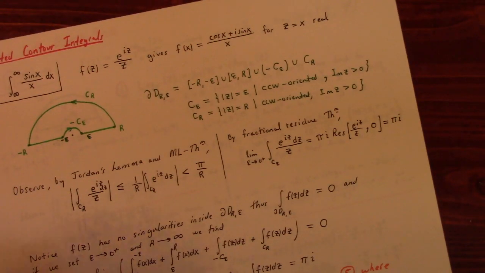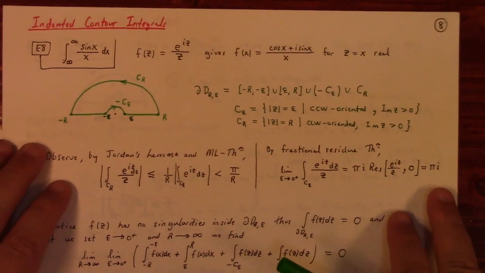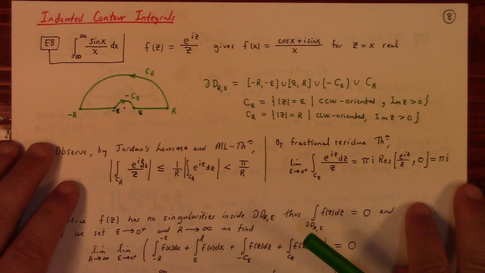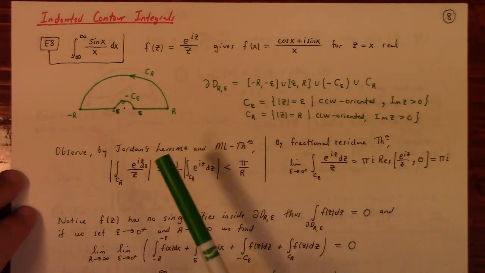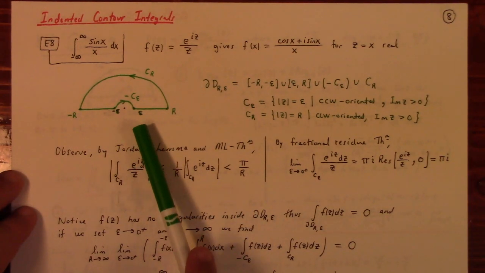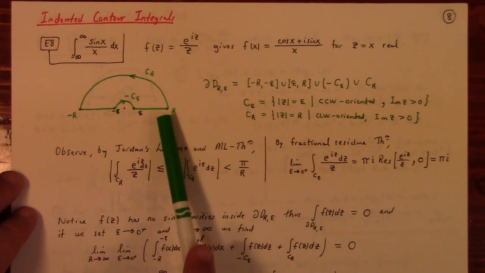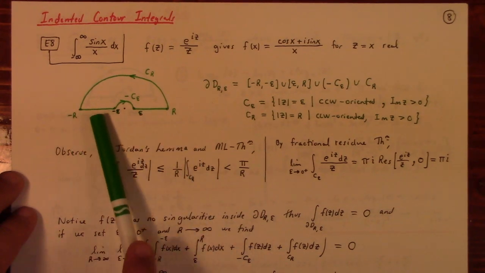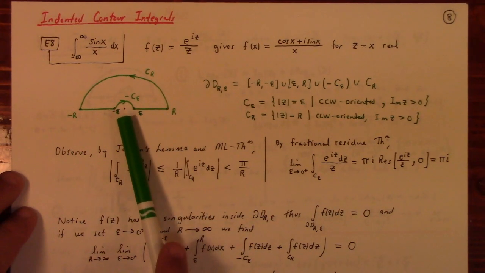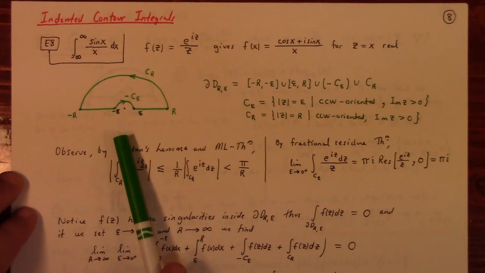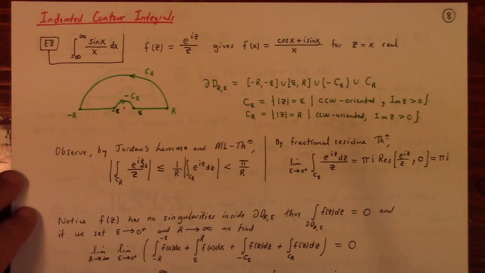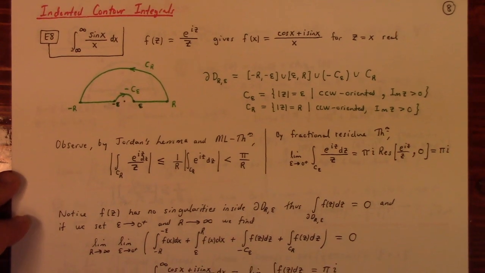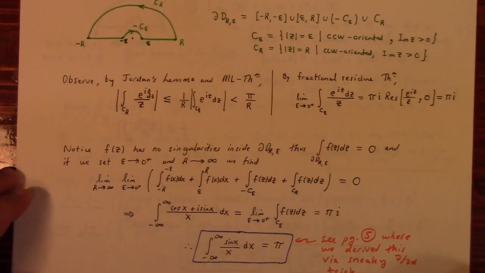The other one I offered was sine x over x. At least one of you remembered that was pi. Good job. Now this one we got to do the indented contour because the natural curve you'd like to do is like this, but you can't go across 0 because the function's not defined there. So instead you do this indented contour. You need the fractional residue. You need Jordan's lemma, and all that works together to give you pi.